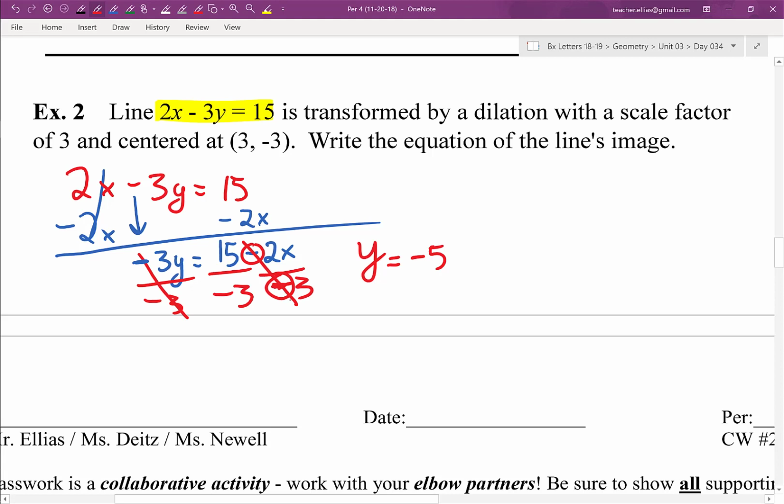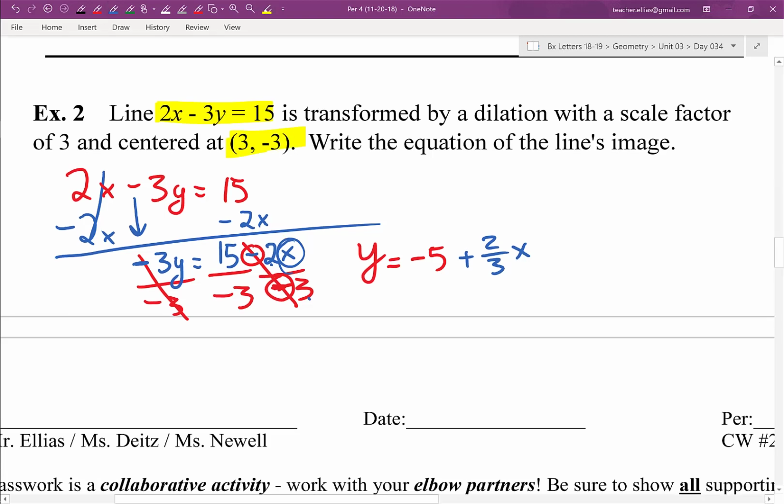Yeah, they'll cancel. And since it's next to your x, that 2 over 3, which is now positive, is our slope. So our slope is 2/3. Our y-intercept is minus 5 there. It's literally the same equation as the other one. But how is this problem different? Where's the center of dilation?